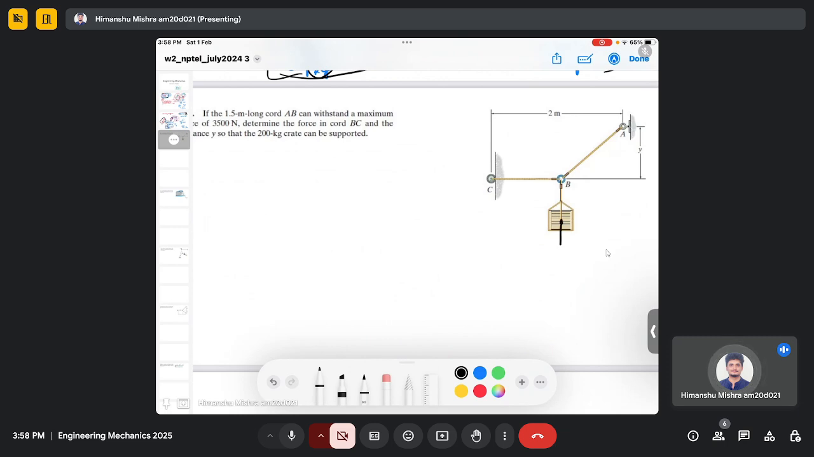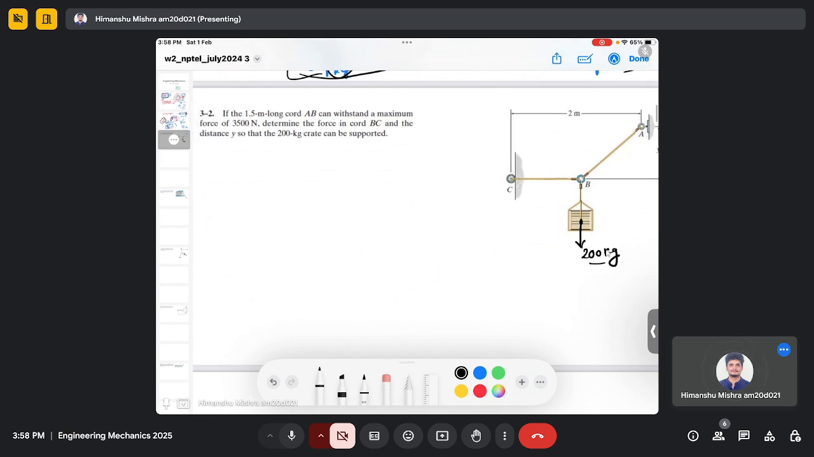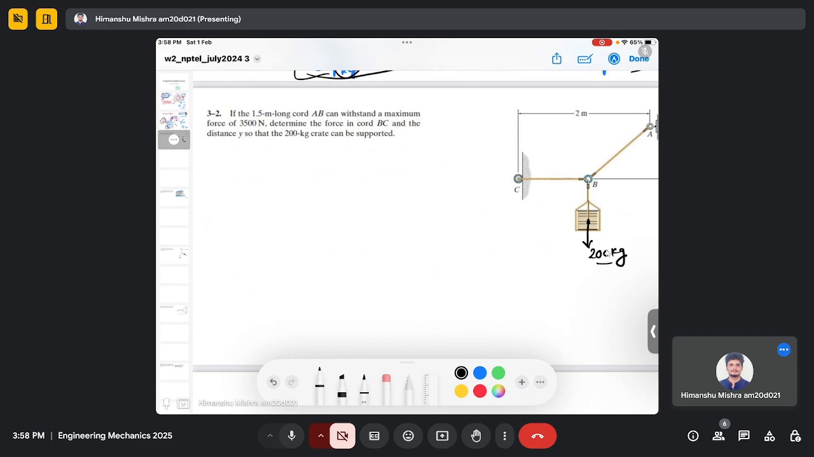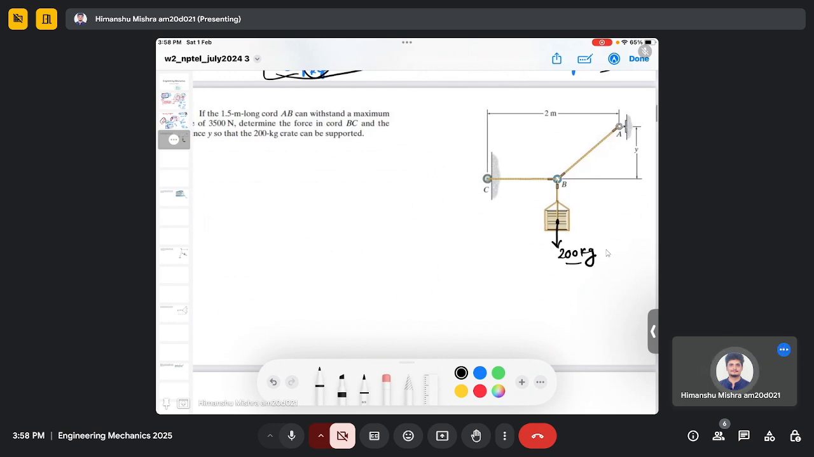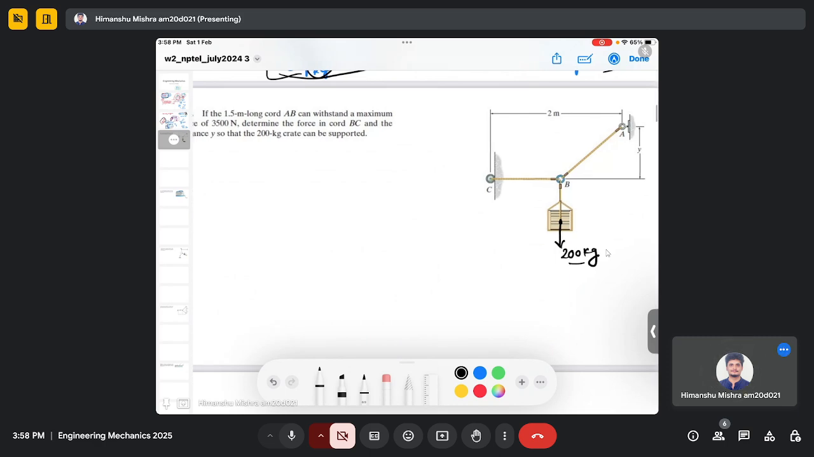So the mass of this crate is 200 kg. So there will be a weight, or the gravitational force, acting here. And we are given the force on AB, which is 3500 Newton. And we need to find the force in cord BC.